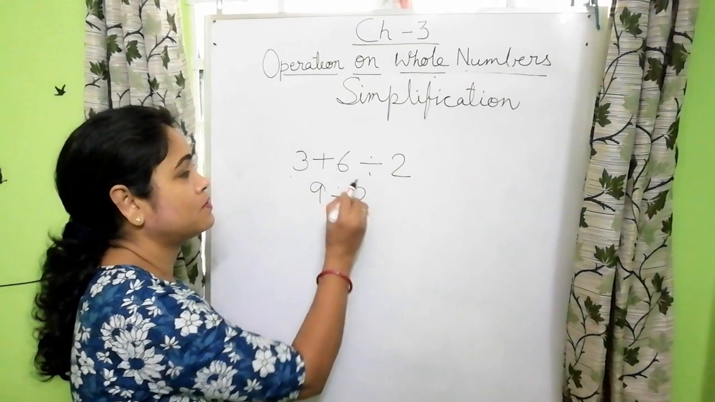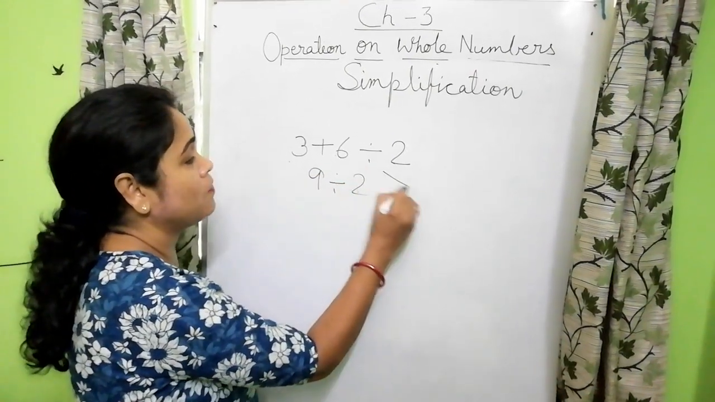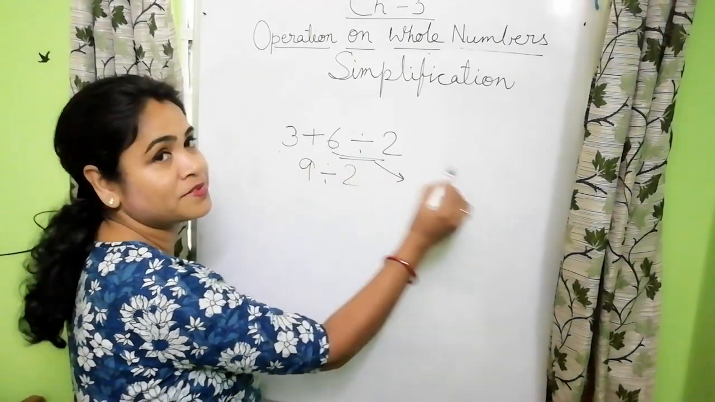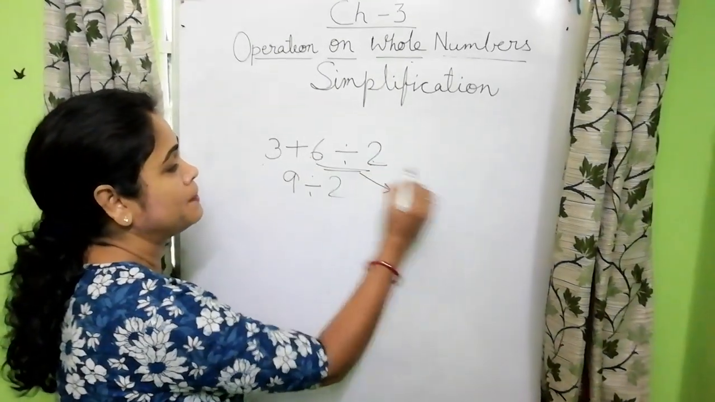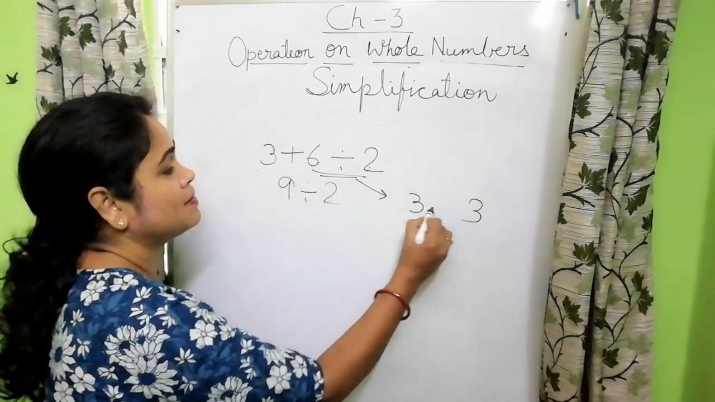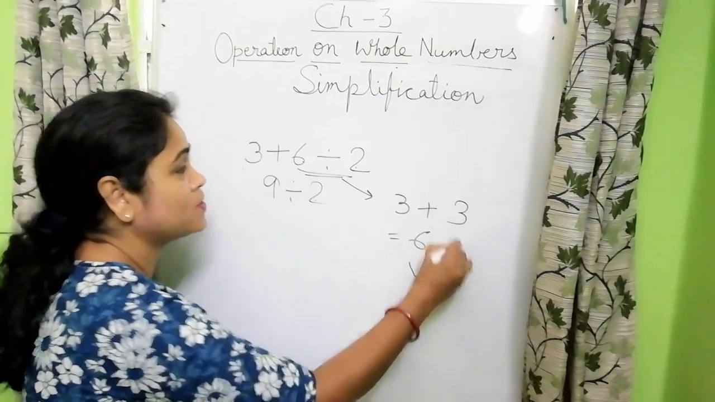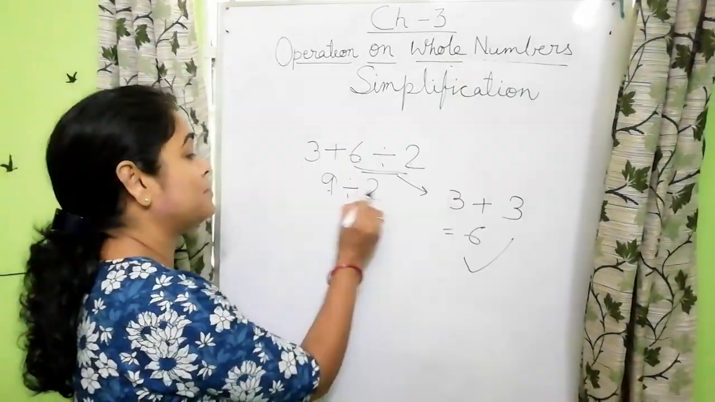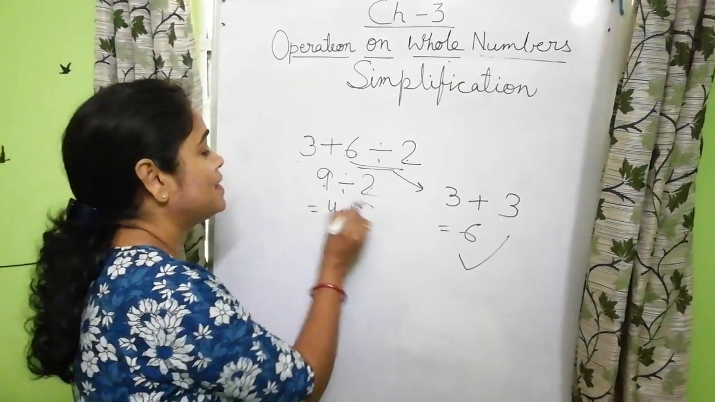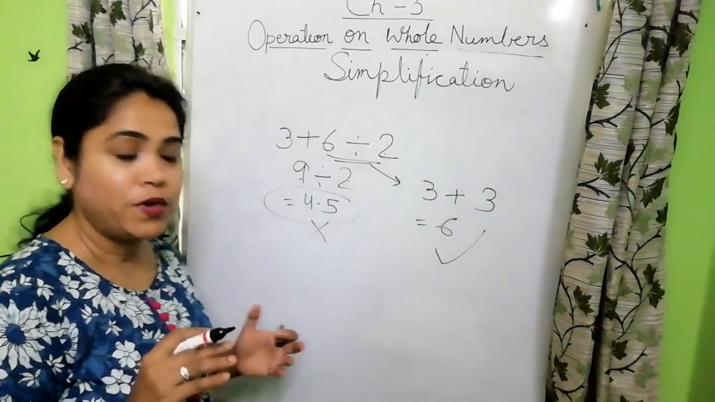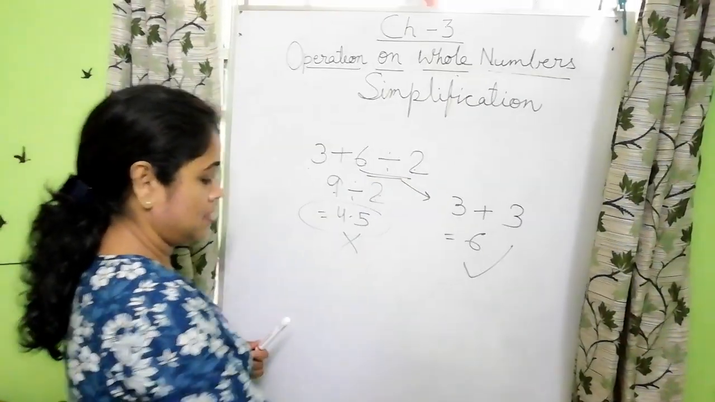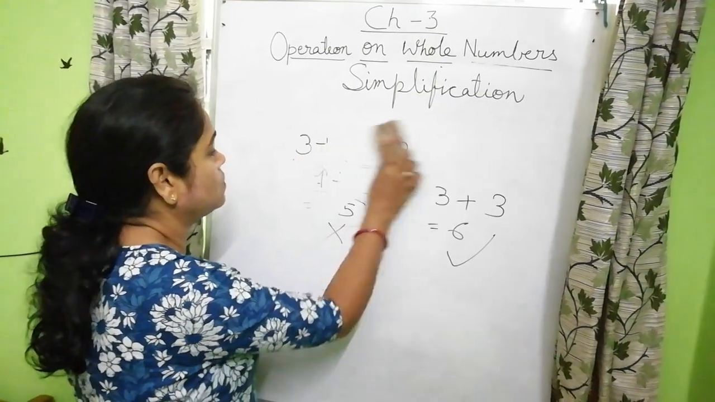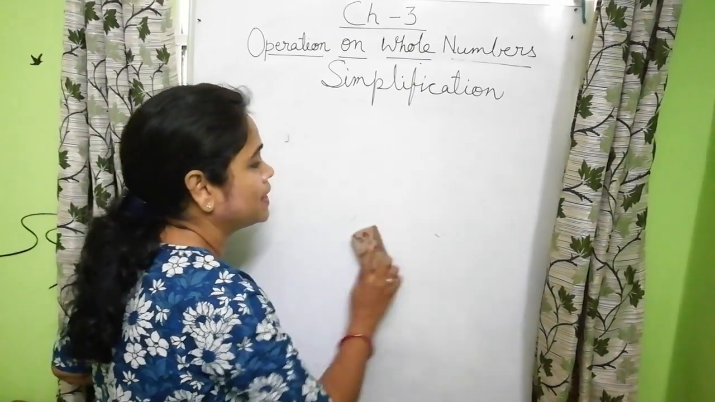What do we have to do first? We have to do this division first. So 6 divided by 2 is 3. So 3 plus 3 is equal to 6. So the answer is actually 6, not 9 divided by 2, then 4.5. It's not the answer. So we have to follow some rules, and according to that rule, what we have to do, that I am explaining here.